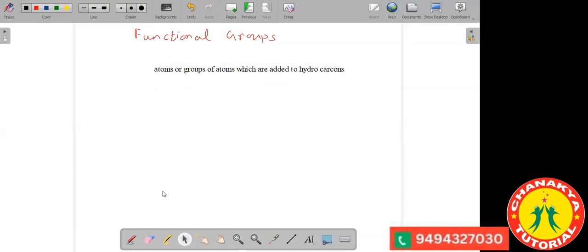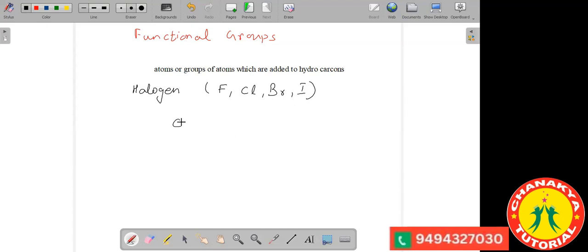For example, in the parent chain, if any of the halogens, which are fluorine, chlorine, bromine, or iodine, is added, the name will change and this will be called a functional group. Over there, the functional group will be fluorine, chlorine, bromine, or iodine. It will be a halogen functional group, and accordingly, its name will change.